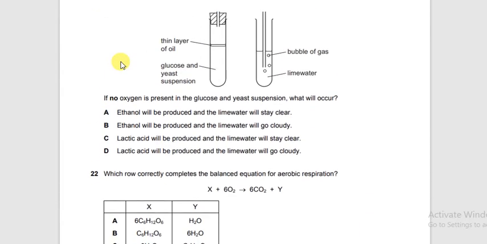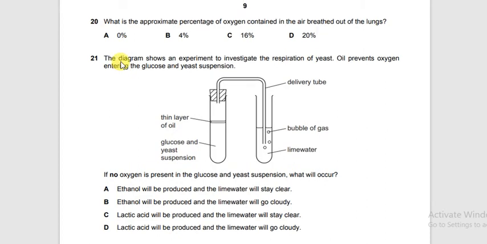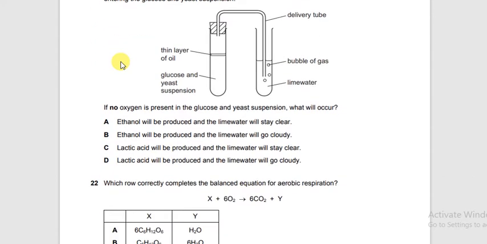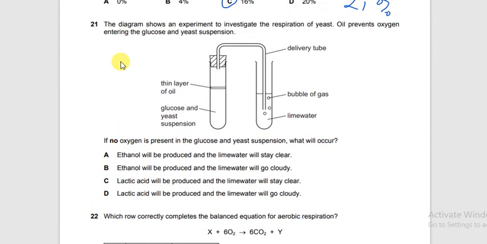Question number 20. What is the approximate percentage of oxygen contained in expired air? It is 16, because the percentage of oxygen we breathe in is 21%. So the alveoli is able to take 5 out of it. So you have 16 left. Now, next question number 21.